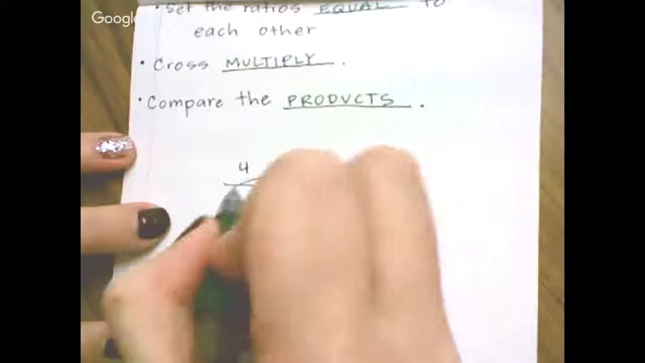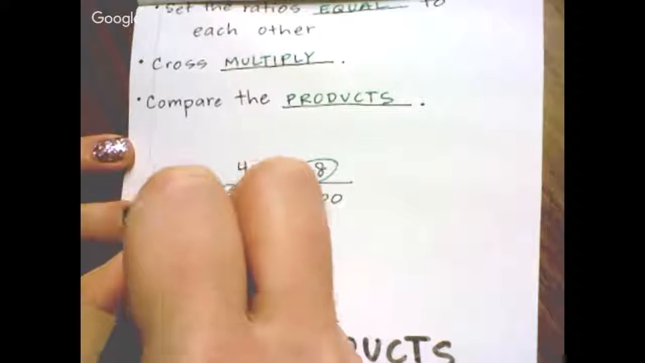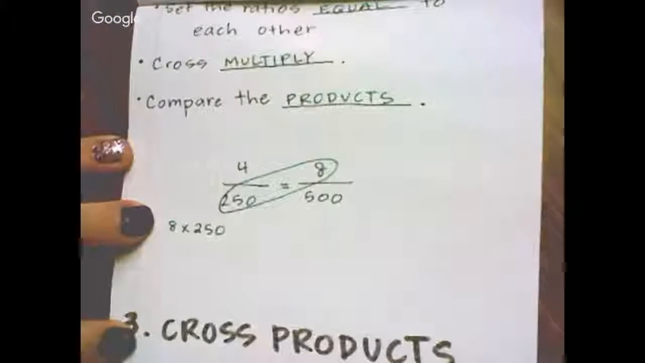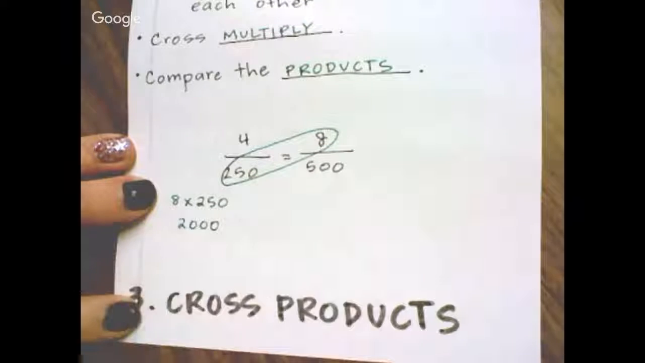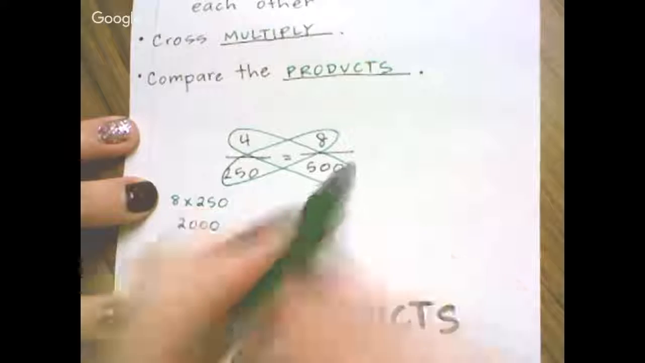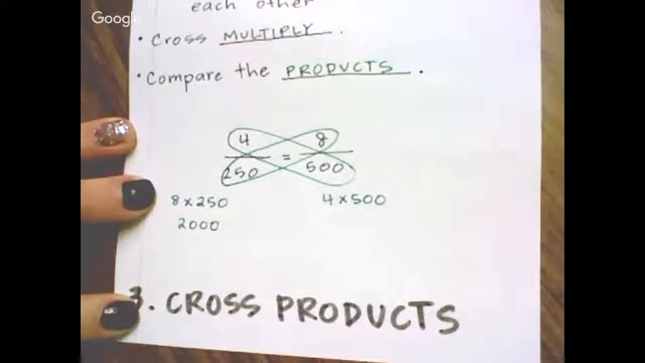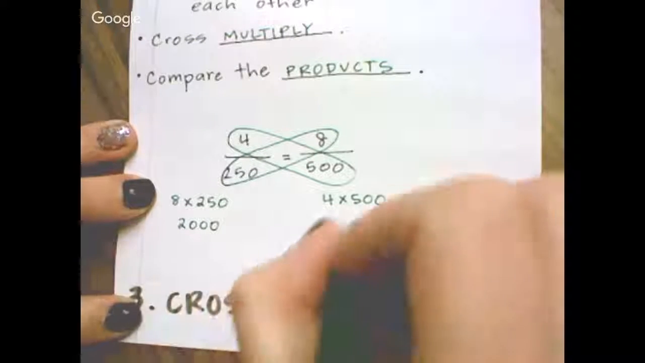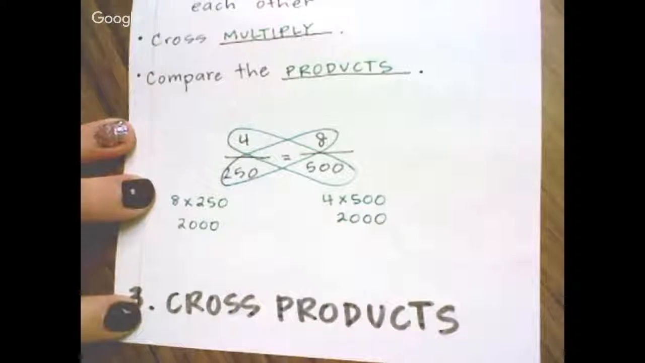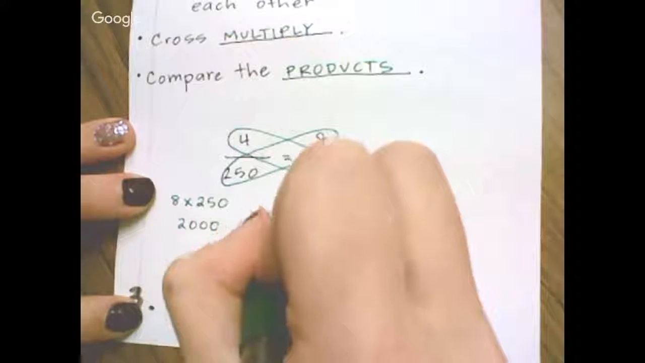So we're looking, we have cross multiply. So 8 times 250, which is 2,000. And I'm going to do the same thing. I have 4 times 500, which is 2,000. Since I have the same answer, they are equivalent.